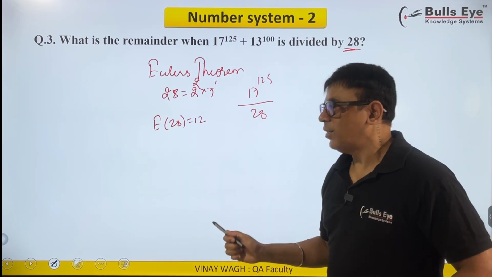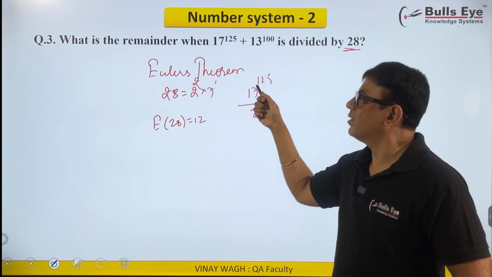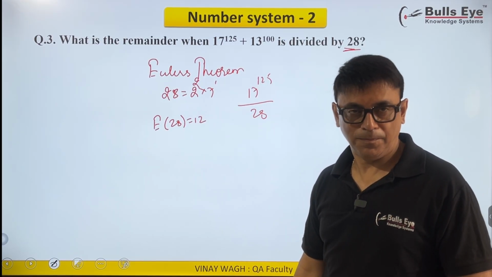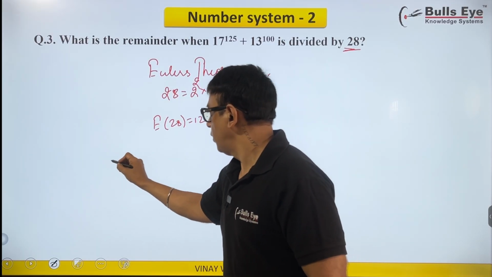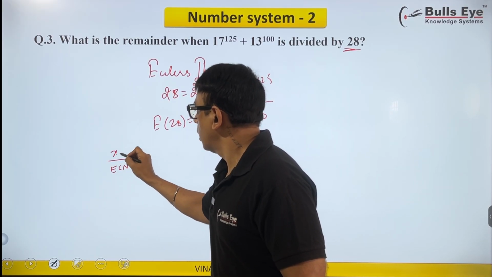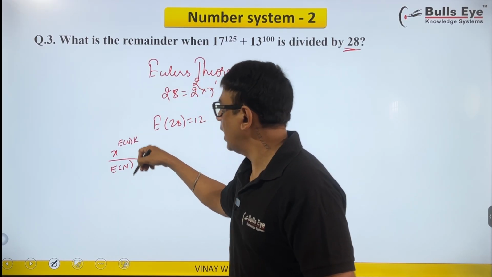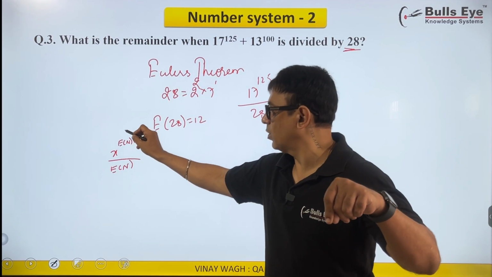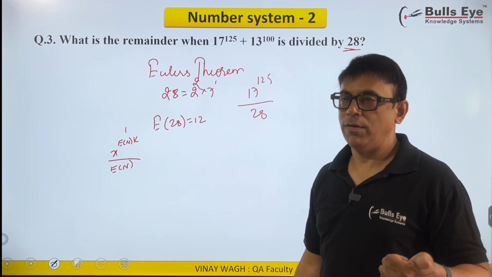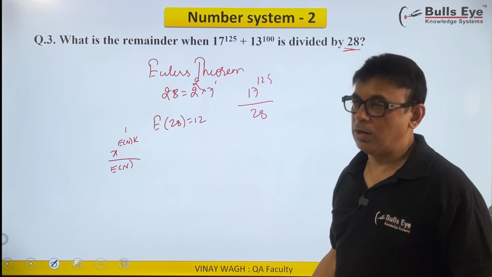So what is the theorem saying? Any number raised to an index that is a multiple of the Euler's number will always leave a remainder of 1. So if you have a number raised to n, or any multiple of that, the remainder is always 1. The Euler's number of 28 is 12, so 17 raised to any power that's a multiple of 12 leaves remainder 1.